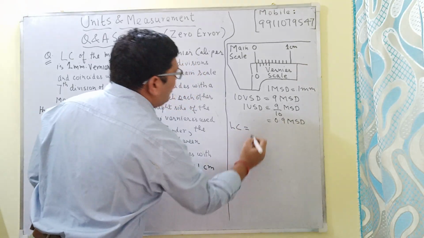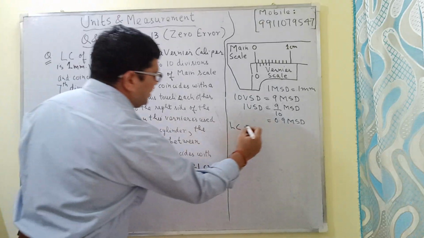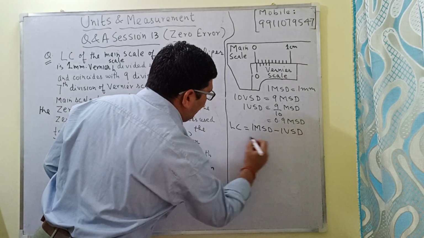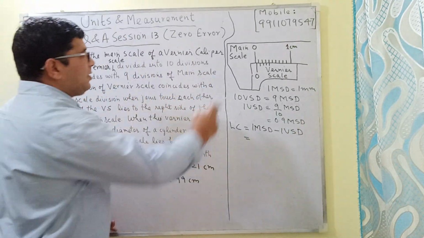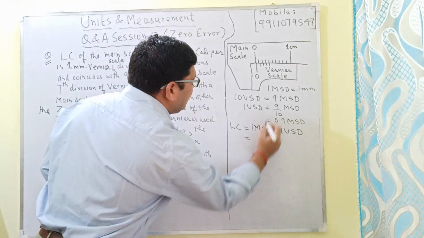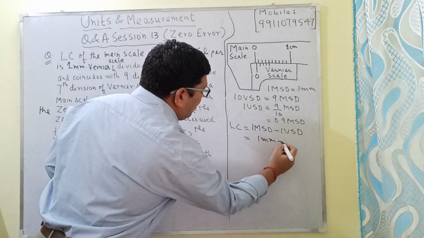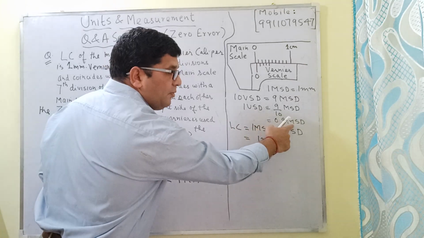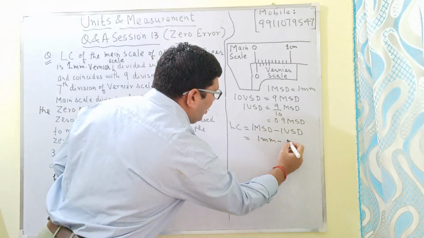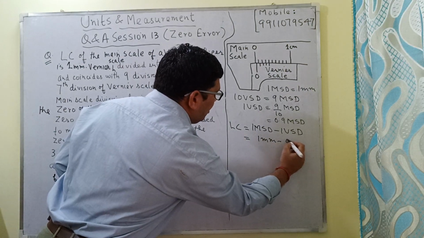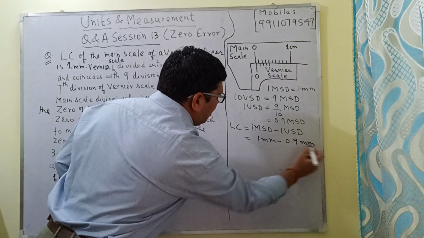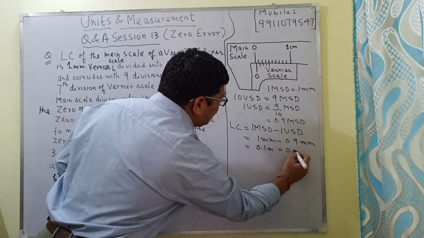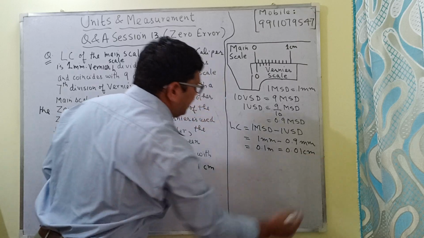Now the least count of the vernier caliper is given by 1 main scale division minus 1 vernier scale division. This is the formula for calculating the least count of a vernier caliper. So 1 main scale division is equal to 1 mm, minus 1 vernier scale division, which is equal to 0.9 of a main scale division. So this is equal to 0.9 into 1, that is equal to 0.9 mm. So the least count is equal to 0.1 mm, or we can also write it in centimeter, that is equal to 0.1 centimeter.